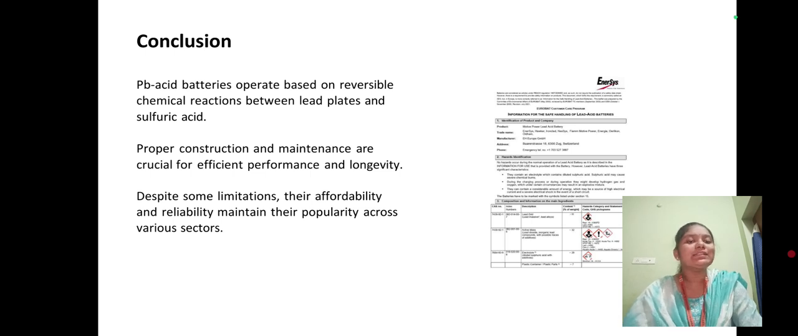Now, we discuss the last part, conclusion. Lead acid batteries operate based on the reversible chemical reaction between the lead plates and sulfuric acid. Proper construction and maintenance are crucial for efficient performance and longevity. Despite some limitations, their affordability and reliability maintain their popularity across various sectors.